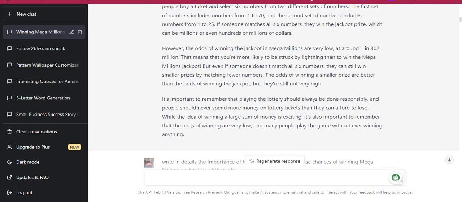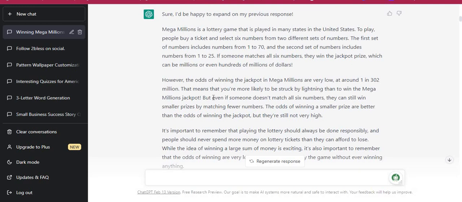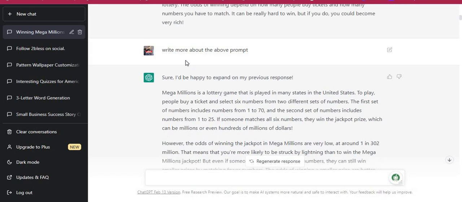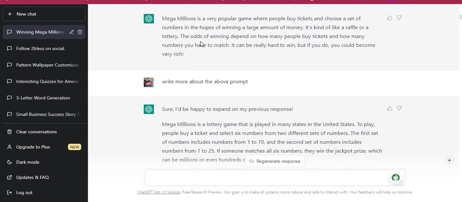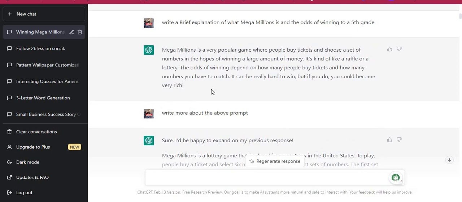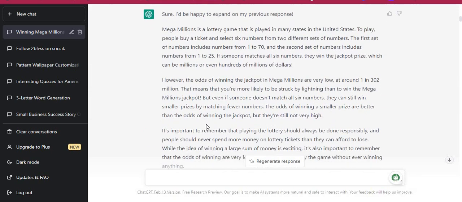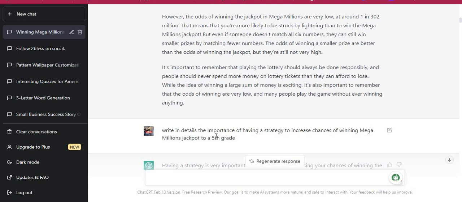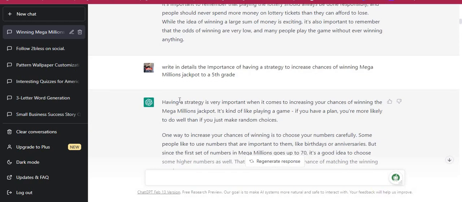To play, people buy a ticket and select six numbers from two different types of numbers. You can see what it generated is much more than the little one that I generated before. You can see how little this one is compared to these three outlines. Then I went on with the second strategy and I said, write in detail the importance of having a strategy to increase chances of winning the Mega Million jackpots, to a fifth grade level. Then it went on and wrote that option.